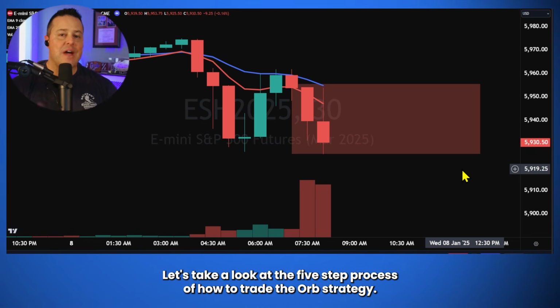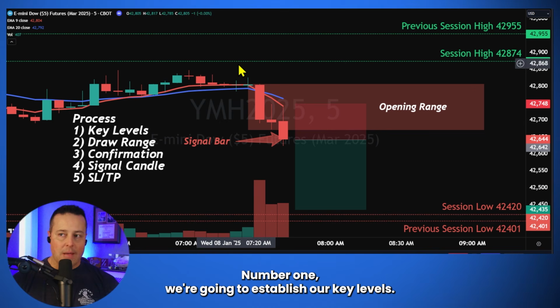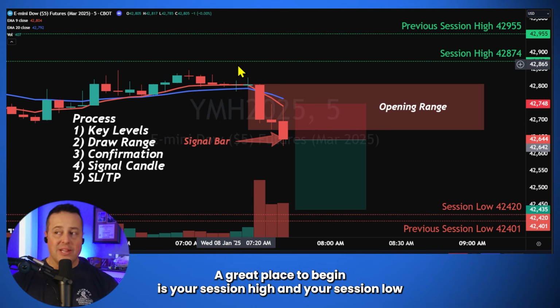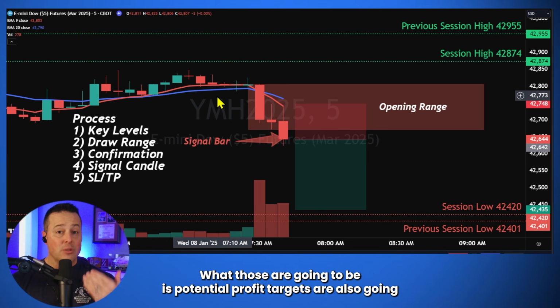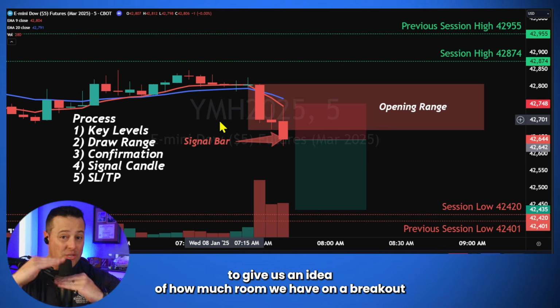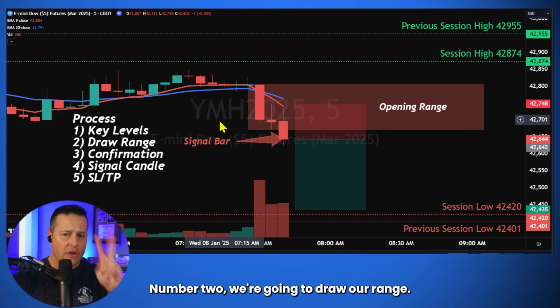Okay, let's take a look at the 5-step process of how to trade the ORB strategy. The process is 5 steps, relatively straightforward. Number 1, we're going to establish our key levels. A great place to begin is your session high and your session low, and your previous session high and your previous session low. Those are going to be potential profit targets. They're also going to give us an idea of how much room we have on a breakout between potential support or resistance. Number 2, we're going to draw our range.